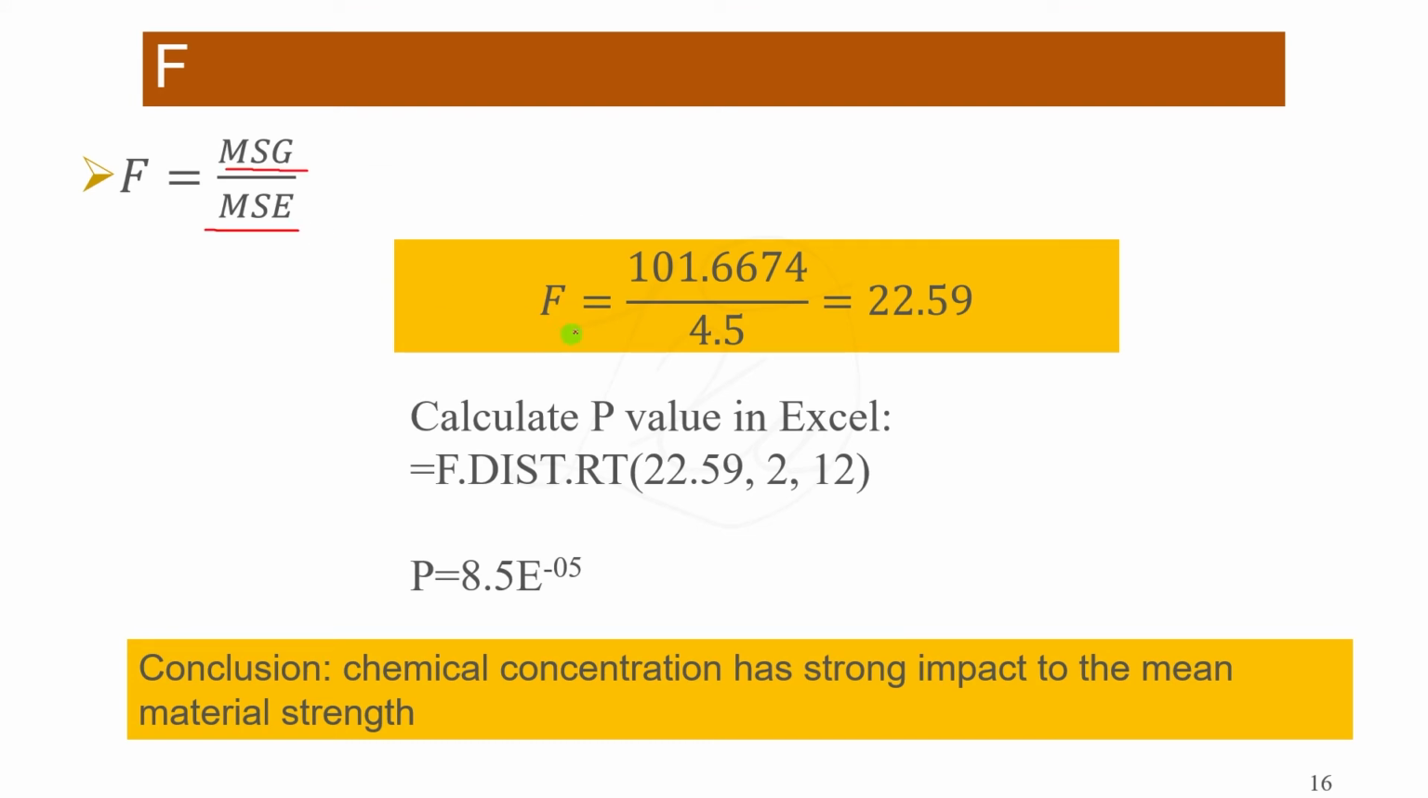So in our example, it equals 101.6674 divided by 4.5, and the final value is 22.59. By using this function in Excel, where this is the F value, this is the degrees of freedom in the numerator, and this is the degrees of freedom in the denominator, we get a very small p-value, much smaller than 0.05. So we reject the null hypothesis and conclude that chemical concentration has a strong impact on the mean material strength.